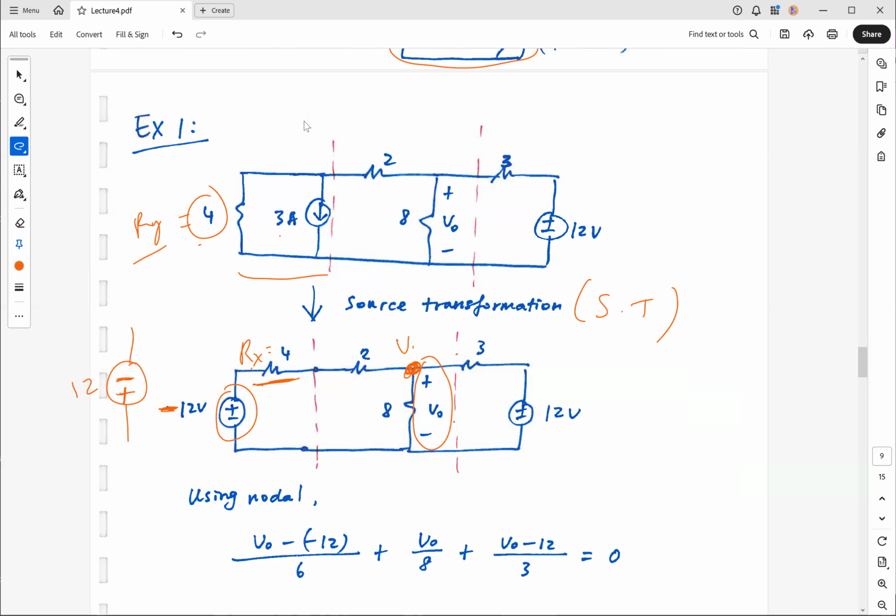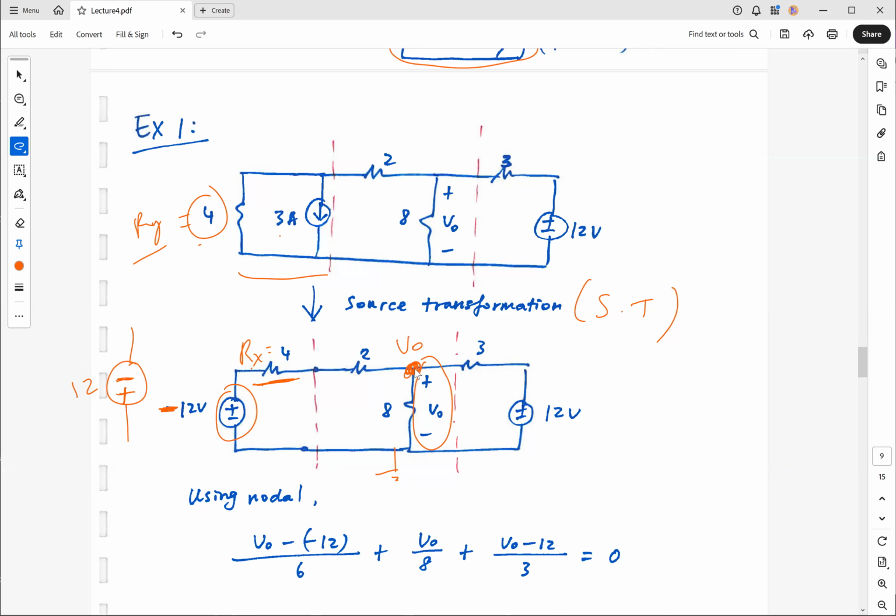So we know that this is my V out, and this is my ground. So VO minus negative 12, divided by the sum of these two resistors, the sum of these two resistances. So 2 plus 4, so I have 6.